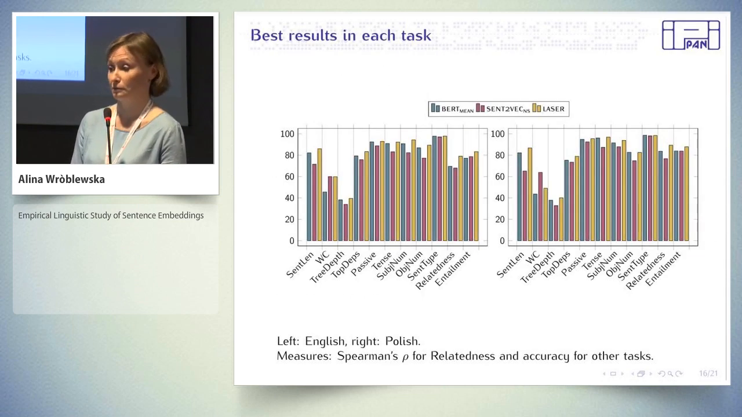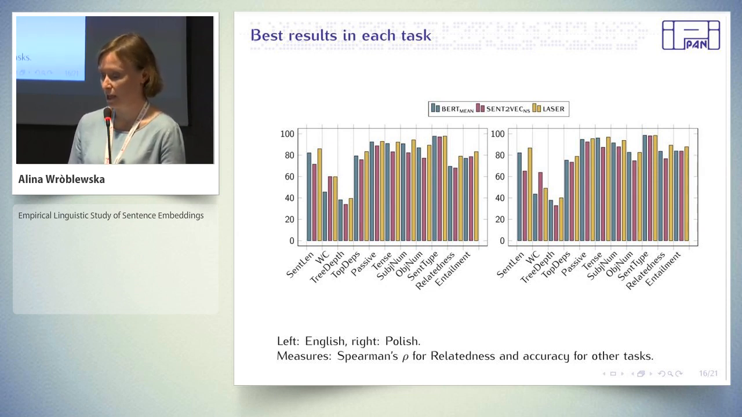Okay, we also test, these two figures show the results for three models: BERT, Sent2Vec trained on small corpora, and LASER embeddings. The left plot is for English and right for Polish, and generally they are quite similar in shape, except for word content.